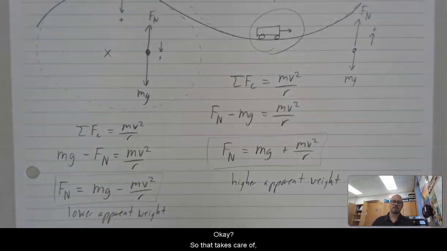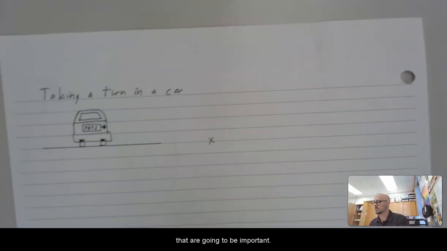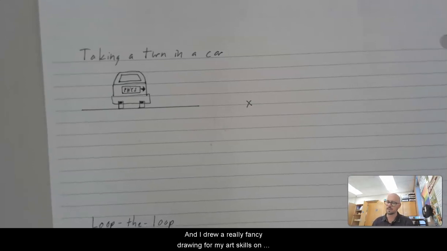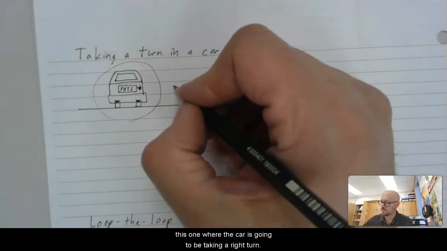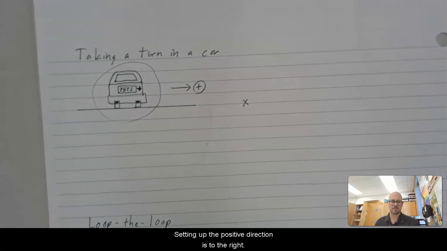Okay, so that takes care of probably the most common setups for AP Physics 1. I have two more, however, that are going to be important to us. Taking a turn in a car is a critical one, and I drew a really fancy drawing for my art skills on this one, where the car is going to be taking a right turn, setting up the positive direction as to the right.